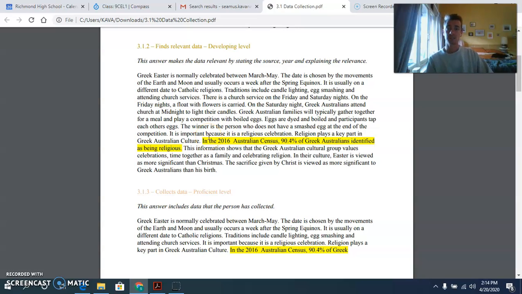In the 2016 Australian census, 90.4% of Greek Australians identified as being religious. This information shows that the Greek Australian cultural group values celebrations, time together as a family, and celebrating religion. So she's identified the source of the data, the Australian census, the year it was released, 2016, and she explains the relevance. Greek Easter is important to Greek Australians because it is a religious celebration, and 90.4% of Greek Australians identified as being religious. So you can clearly see a link there between the data and its relevance to your research answer.